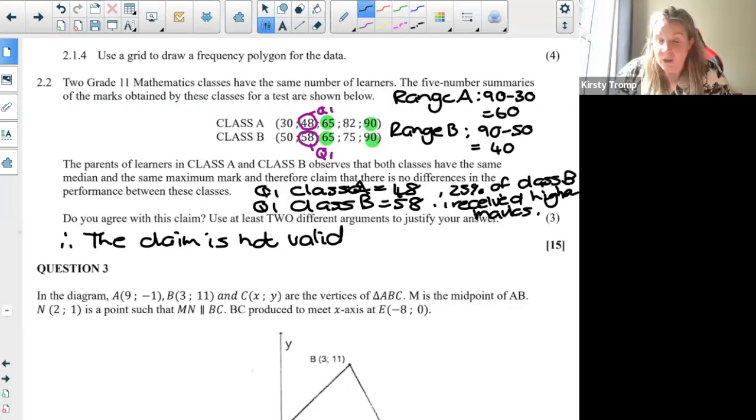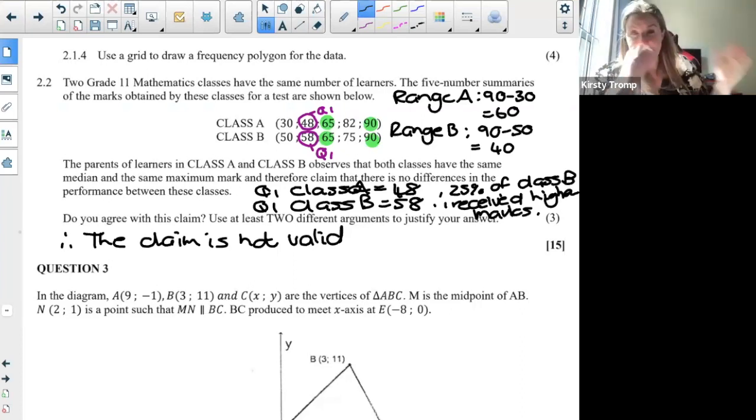Okay. When we get to 50%, we see that the class started receiving pretty much the same amounts, because 50% of the class then received 65 and above. But up to 25% of the class, class B was getting higher marks than class A. Okay, that takes us to the end of stats. That takes us to the end of stats, guys.